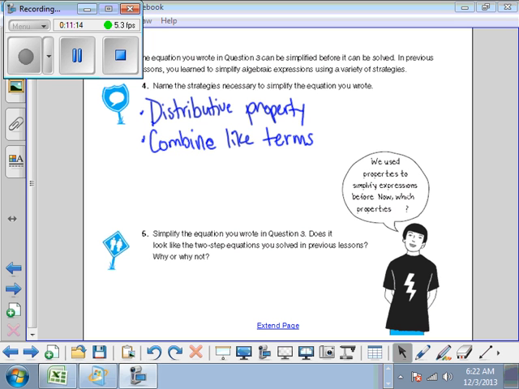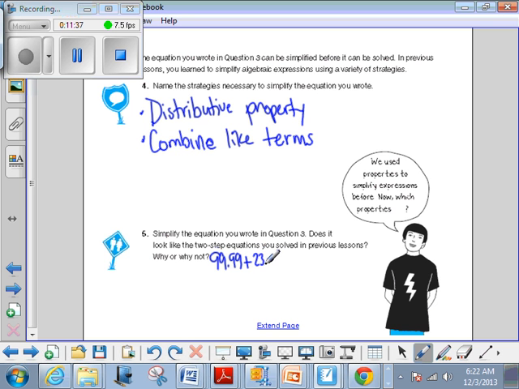So number 5 says, simplify the equation you wrote in question 3. Does it look like the two-step equation you solved in previous lessons? Why or why not? So pause the video and simplify that expression. Remember the expression was our $99.99 plus our $23.75 times our number of hours minus 1, which is equal to $266.24. So go ahead, pause the video when you're ready to check yours.